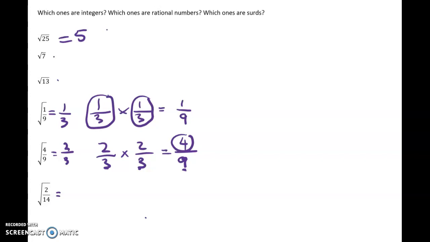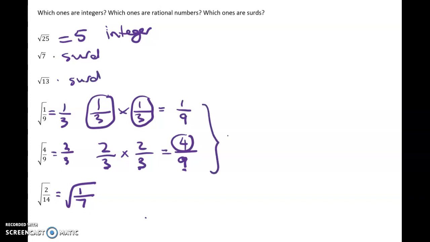This one here, the first thing we should do is to simplify that fraction down to the square root of 1/7. And we can't go any further with this. So this one here is an integer. This is a surd. This is a surd. These two are rational numbers, but not integers. And this one is a surd as well. Okay, next we're going to look at how we can simplify surds.